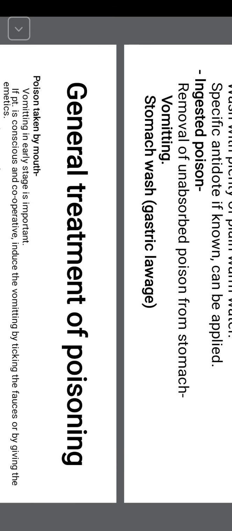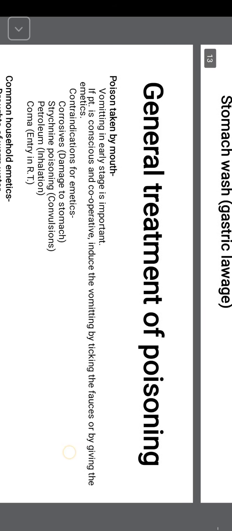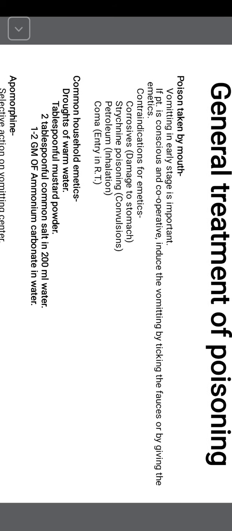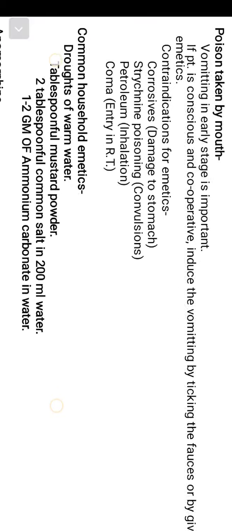Then very important is ingested poison, because a large number of cases of poisoning you will get will be of ingested poison. So how the ingested poison is to be removed from the stomach, either by inducing the vomiting or by giving the stomach wash. So we have seen how you can go for emetics, how you can induce the vomiting by giving emetics to the patient. So in which cases emetics are contraindicated or you cannot go for emetics.